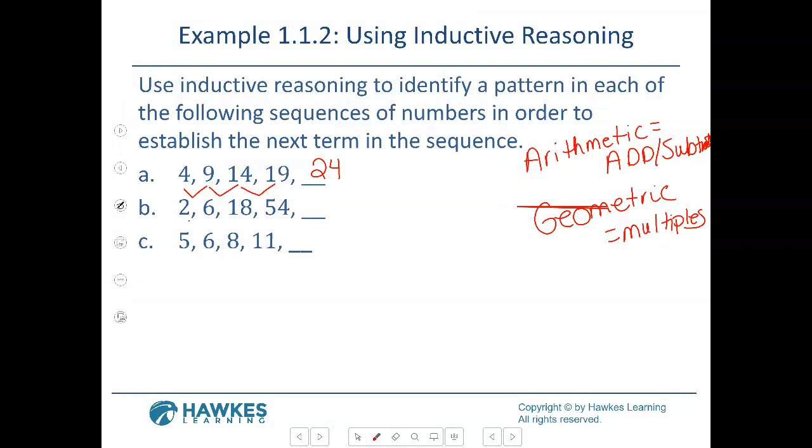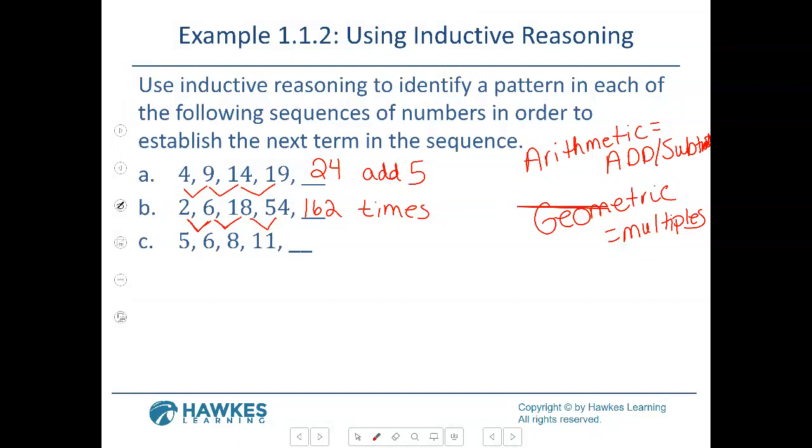All right. And the next one, you are multiplying times 3. 2 times 3 is 6. 6 times 3 is 18. 18 times 3 is 54. So 54 times 3 is 162. So this would be geometric, and the first one would be your arithmetic because you're adding 5 every time.